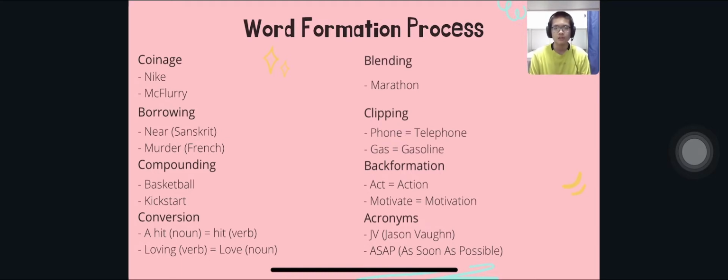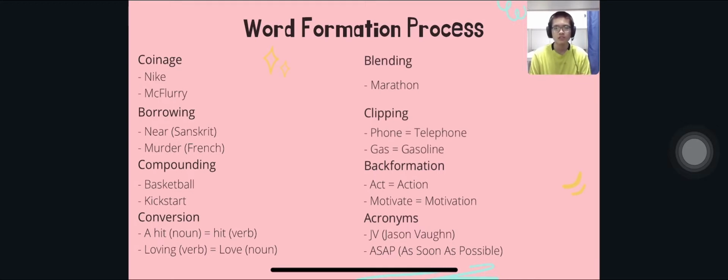The next one is blending. Blending is when you join two words that are separate forms to produce a new term. Let's say we have marathon. The root words are both separate forms, so when they are combined together, they create a new word, a new term.